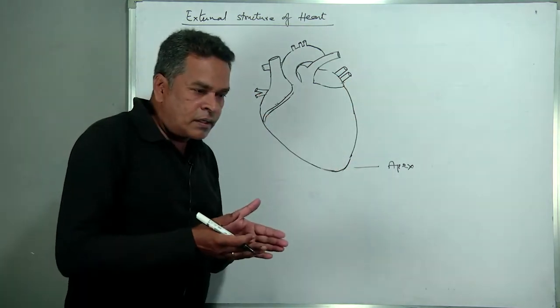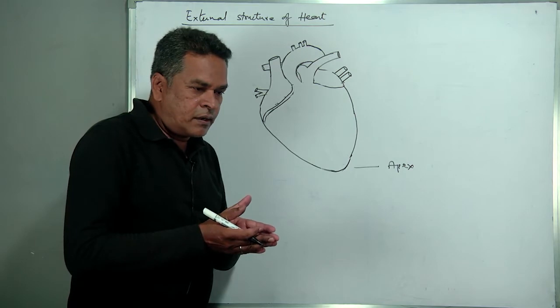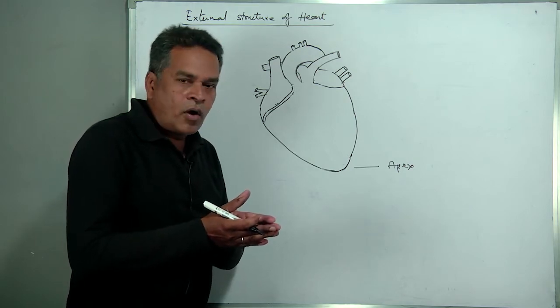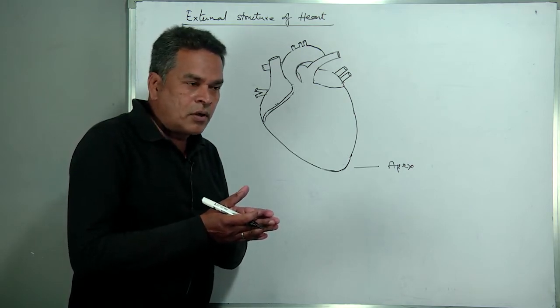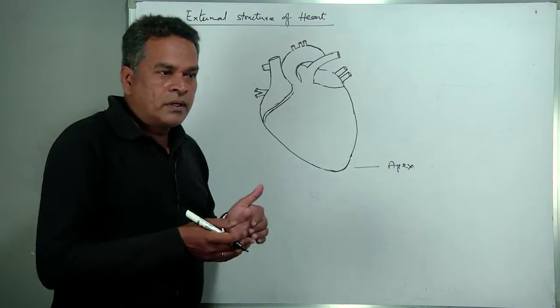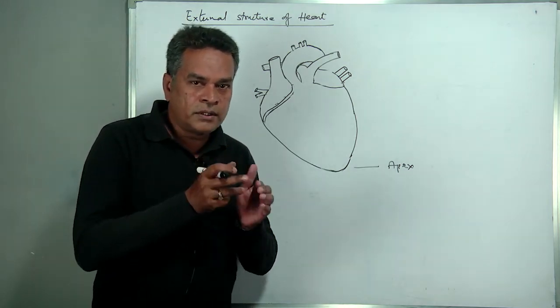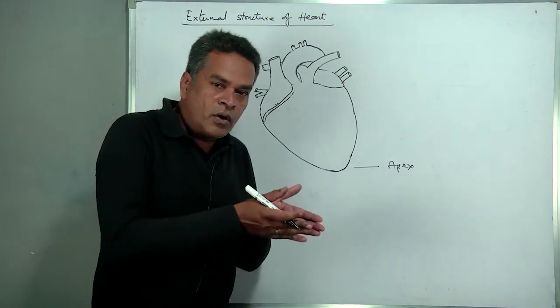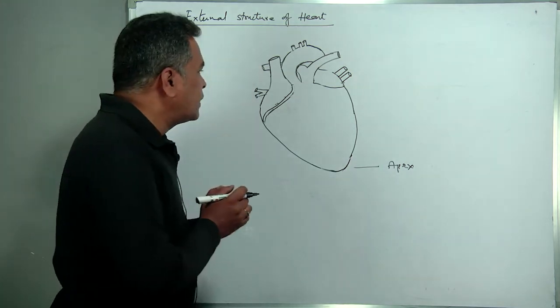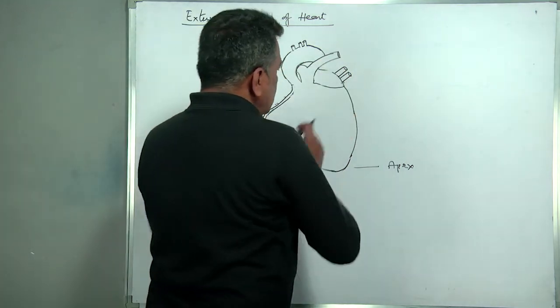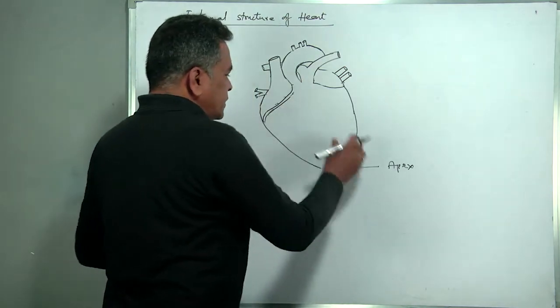The apex of the heart is lodged in the cardiac notch of the left lung. In the left lung, in the inferior lobe, you find the notch. The apex lodges into that notch. So this is what you call the base and the apex.